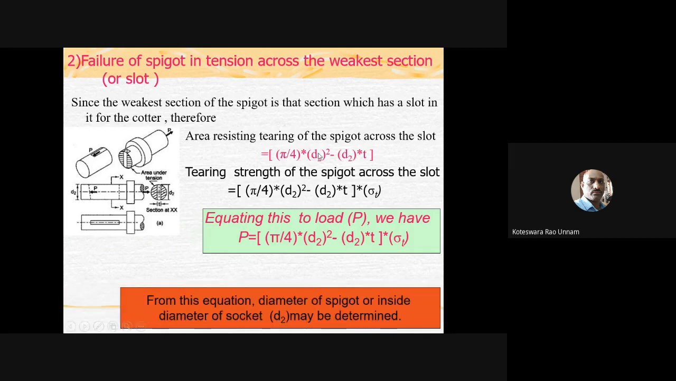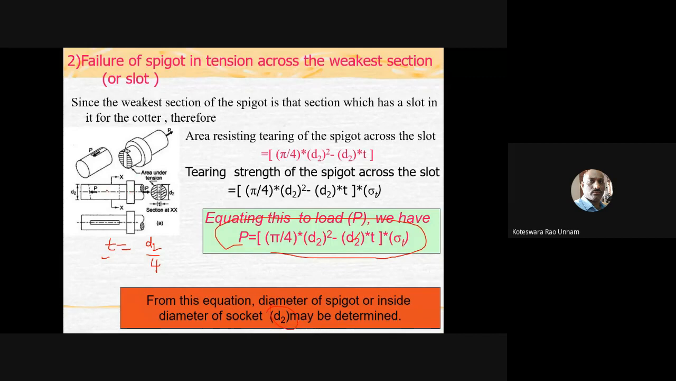But like I said, you have two unknowns in this equation. d2 is unknown and t is also unknown. Generally, between d2 and t there are empirical relations. We'll use those empirical relations to find the parameters. So we'll take t, the thickness of the cotter, as equal to d2 by 4. Now if I use this empirical relation, then in this equation there is only one unknown, that is d2. So using this equation we can calculate the d2 value.